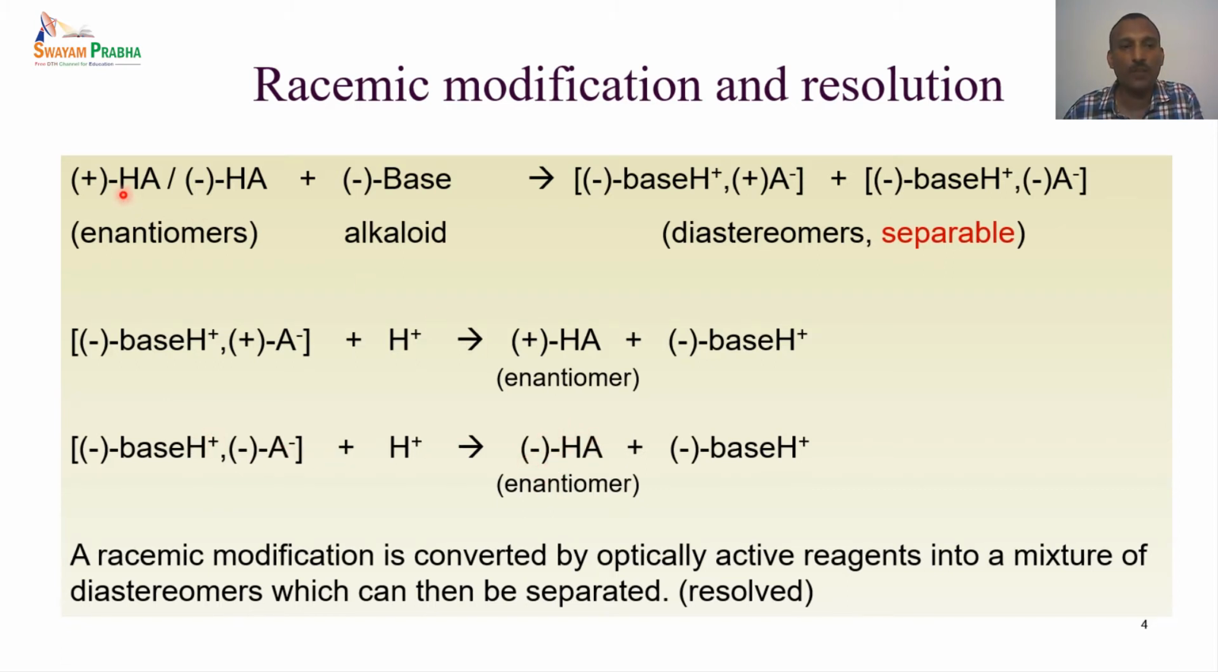So in other words, the plus and minus enantiomers, which were non-separable in the beginning, were converted to diastereomers, and the diastereomers were separated to two different compounds, and the two different compounds were treated with acid separately to give both the enantiomers separately. So a racemic modification can be converted to separable diastereomers by treatment with an optically active reagent. So this is what is called resolution of enantiomers.